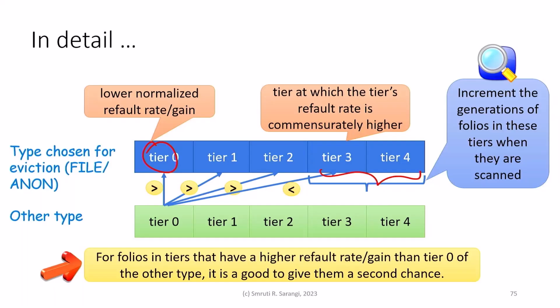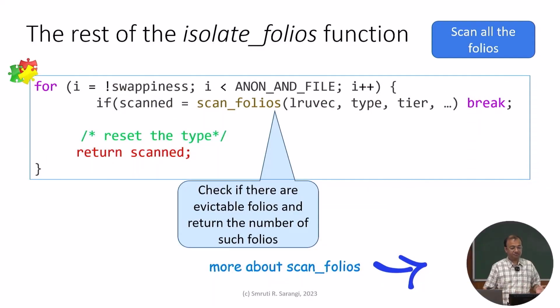So if you are accessed a lot and your refault rate is high, that means what? You are accessed a lot means the page is popular. The refault rate is high means consistently a mistake is being made and this page is being evicted even though it should not be evicted. So it makes sense to take both these factors into account and promote these pages which are there in these tiers to the largest sequence number.